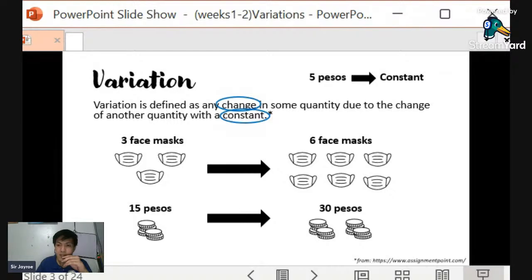So Princess, okay Rafael, good. Pero constant yung presyo. Yung presyo ng isang face mask. Okay, yun yung constant. So Blessy, and then Piolo, J. Green Cruz, Trisha, Michael Aguas, Eunice Estacion. So very good.